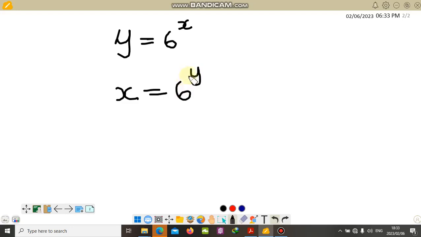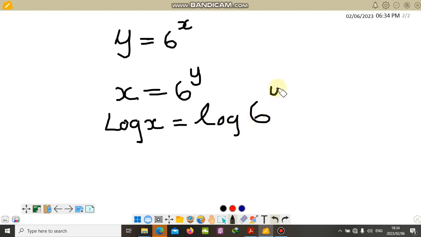And the second thing you're going to do now is solve for y. You're going to make y the subject of the formula, in terms of y equals. So now when you have this, we need to bring y down. Well, how do we do that? Go back to the laws of logs, guys. Remember that. So now I'm going to apply the log. So I'm going to have log of x is equal to the log of 6 to the power of y.